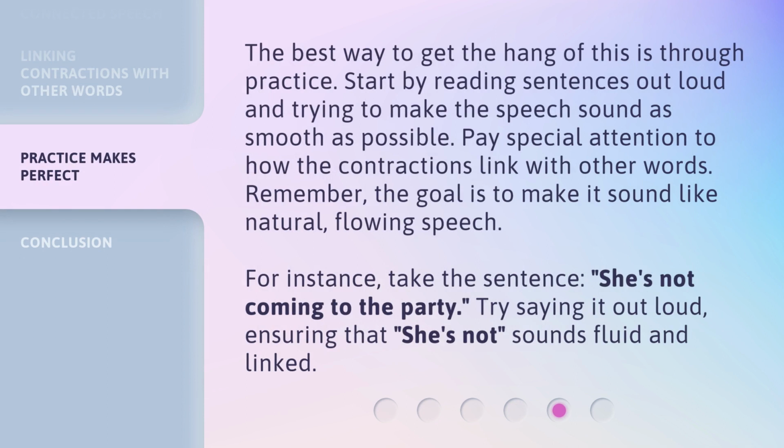The best way to get the hang of this is through practice. Start by reading sentences out loud and trying to make the speech sound as smooth as possible. Pay special attention to how the contractions link with other words. Remember, the goal is to make it sound like natural, flowing speech. For instance, take the sentence, she's not coming to the party. Try saying it out loud, ensuring that she's not sounds fluid and linked.